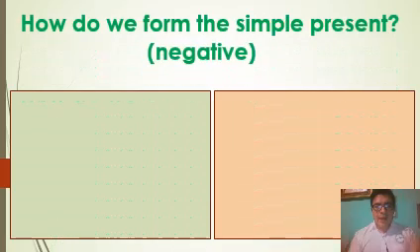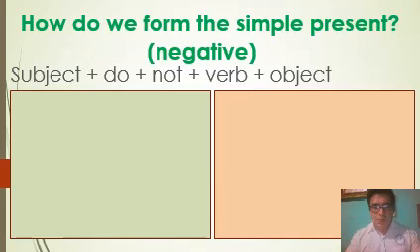Now, how do we form the simple present negative? Now we're going to focus on negative sentences in simple present. This is very important. We need to put the subject, the person, do, not, the verb, and then the object. It seems complicated, but it's not. Before we continue, we need to go over some very important rules.